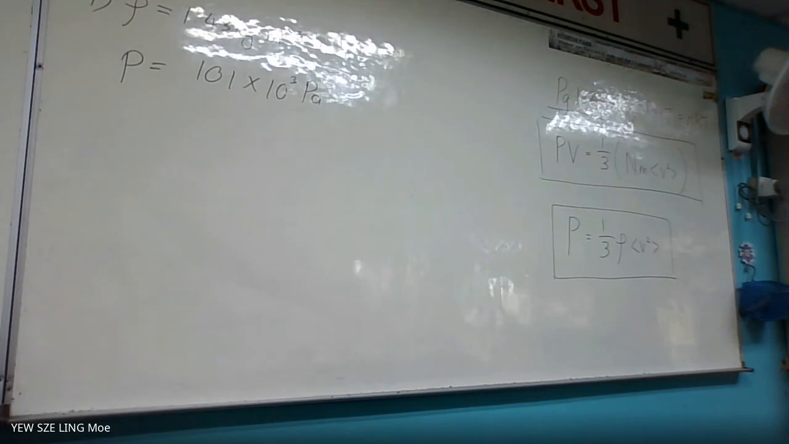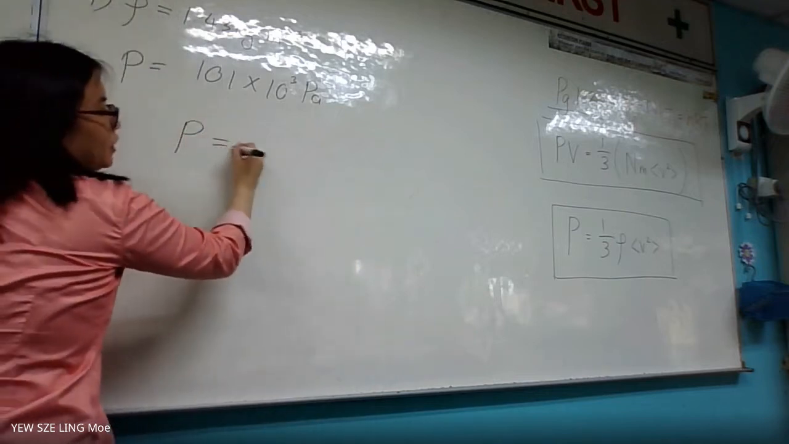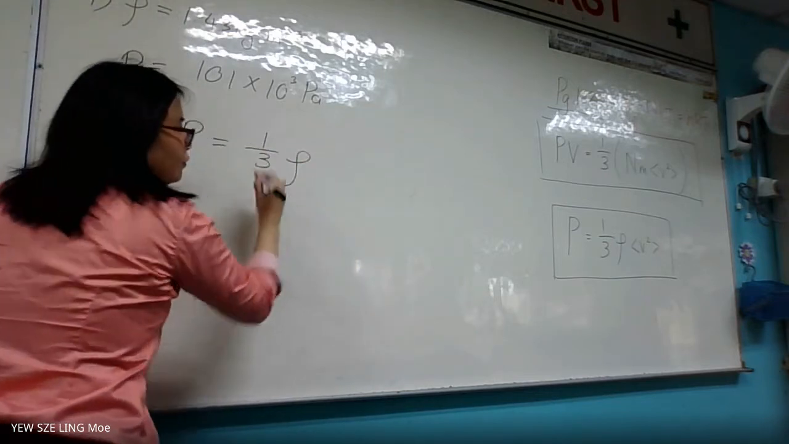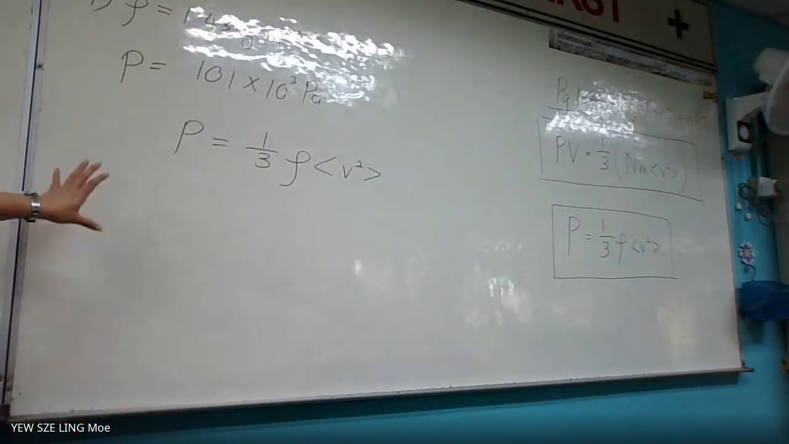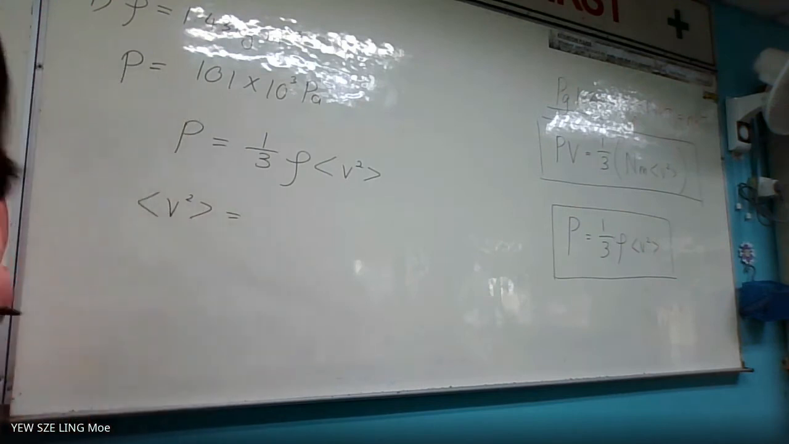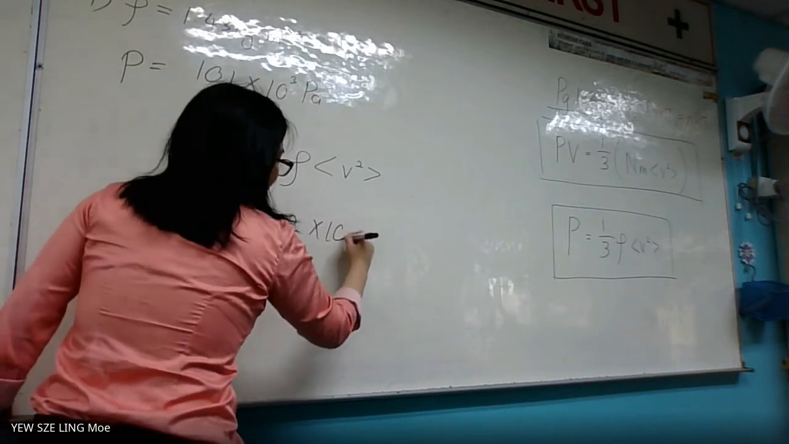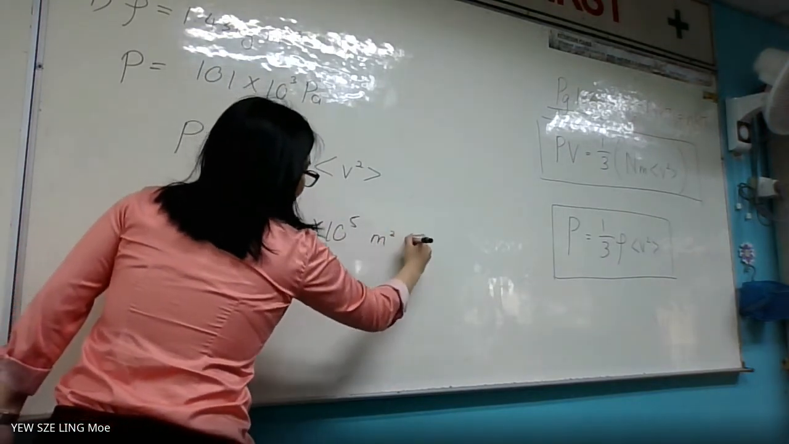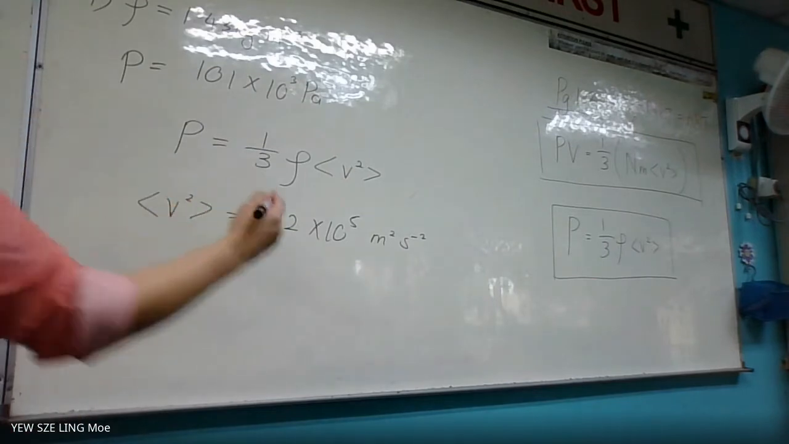The question is asking for root mean square speed. But if you look at the equation over there, the equation that we have is P equals 1/3 rho times mean square speed. By using this equation, the value that you will obtain is the mean square speed, which equals 2.12 times 10 to the power of 5 m^2 s^-2. That is the value that you will obtain by applying this equation.